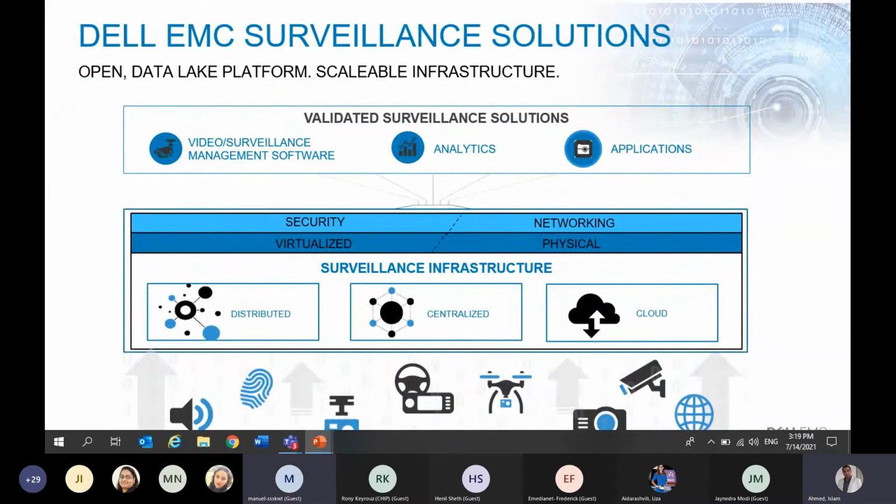Again, we are talking here about open platform scalable infrastructure. This kind of scalable open platform infrastructure coming from Dell is suitable for any architecture. So for any surveillance infrastructure you are talking about, whether your system is going to be a distributed system, a centralized system, or even a cloud-based system, Dell EMC can provide you with the right product. Whatever your design is, Dell EMC can provide you the right product for your design.